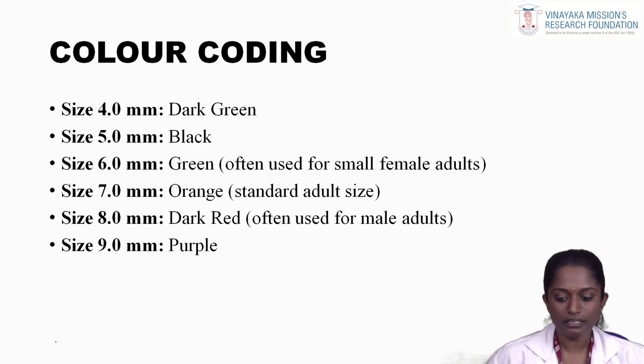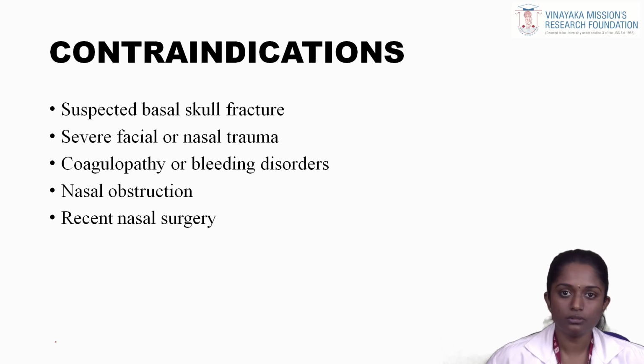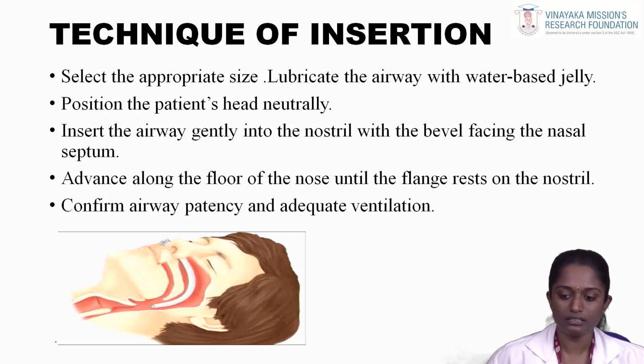Now size 6, green, is often used for small female adults. Size 7, orange, is the standard adult size. Size 8, dark red, is often used for males. Next we will look into contraindications, where we have to stop using this nasopharyngeal airway. First is suspected basal skull fracture, severe facial or nasal trauma, coagulopathy or bleeding disorder, nasal obstruction, recent nasal surgery.